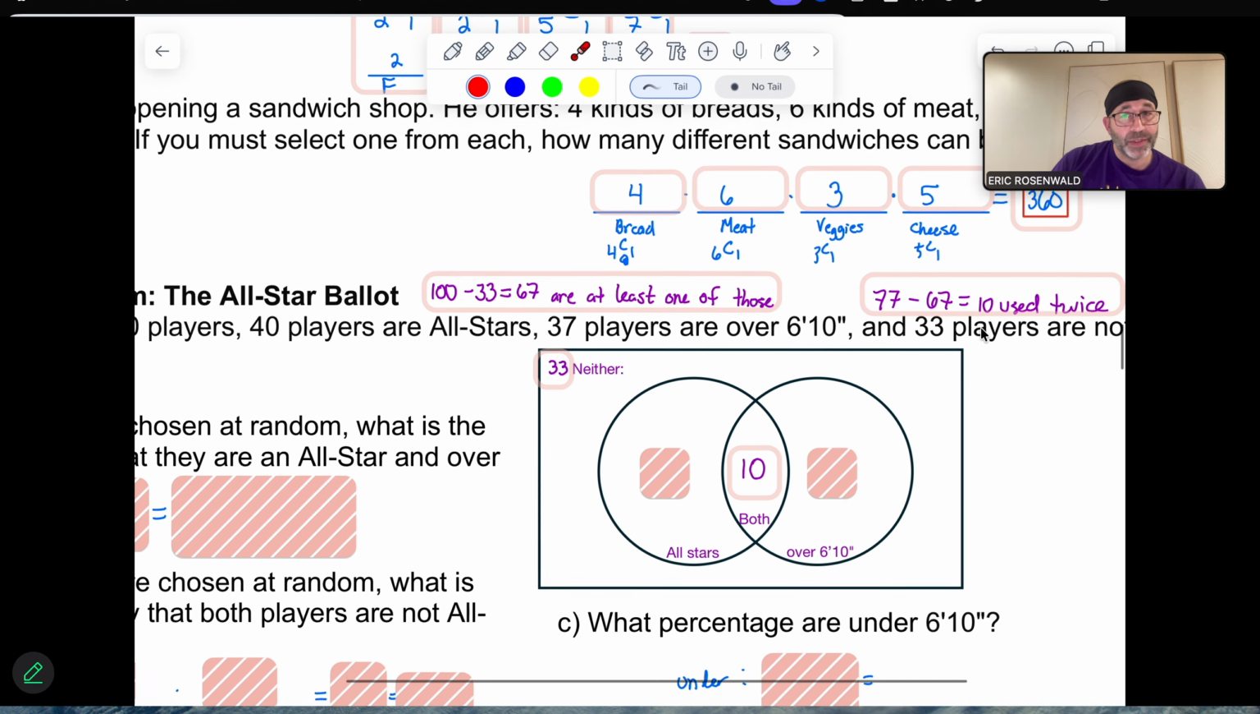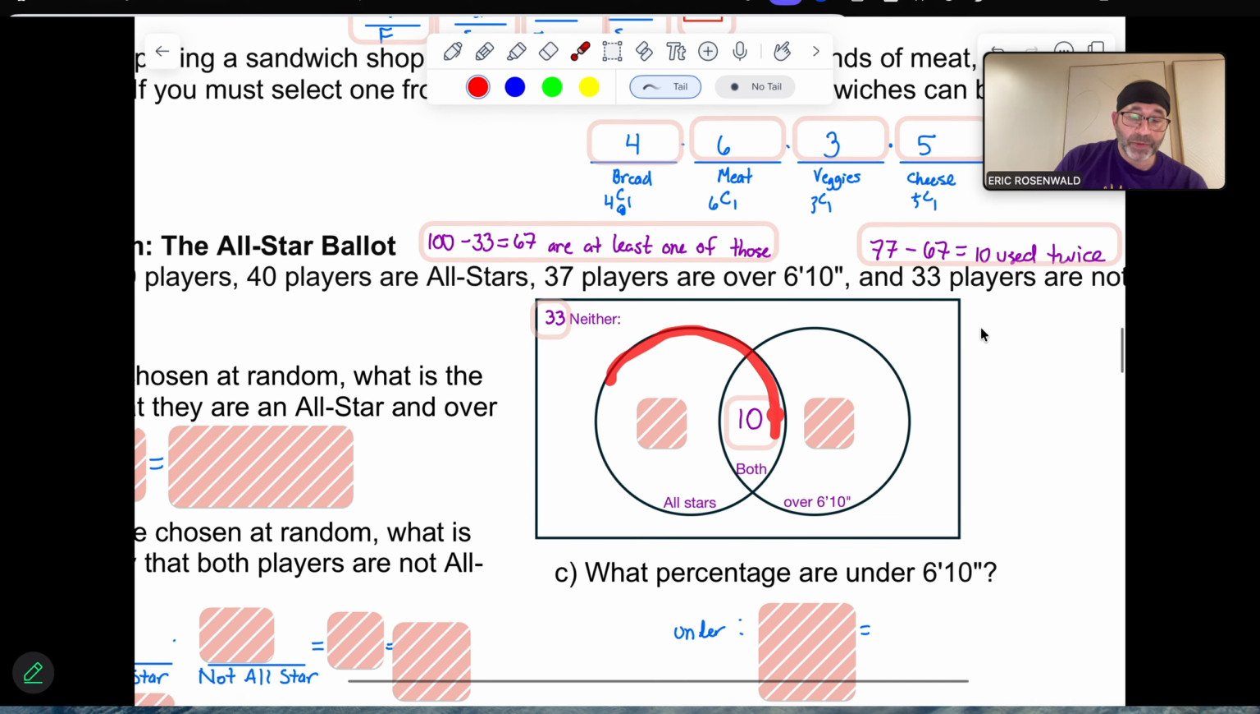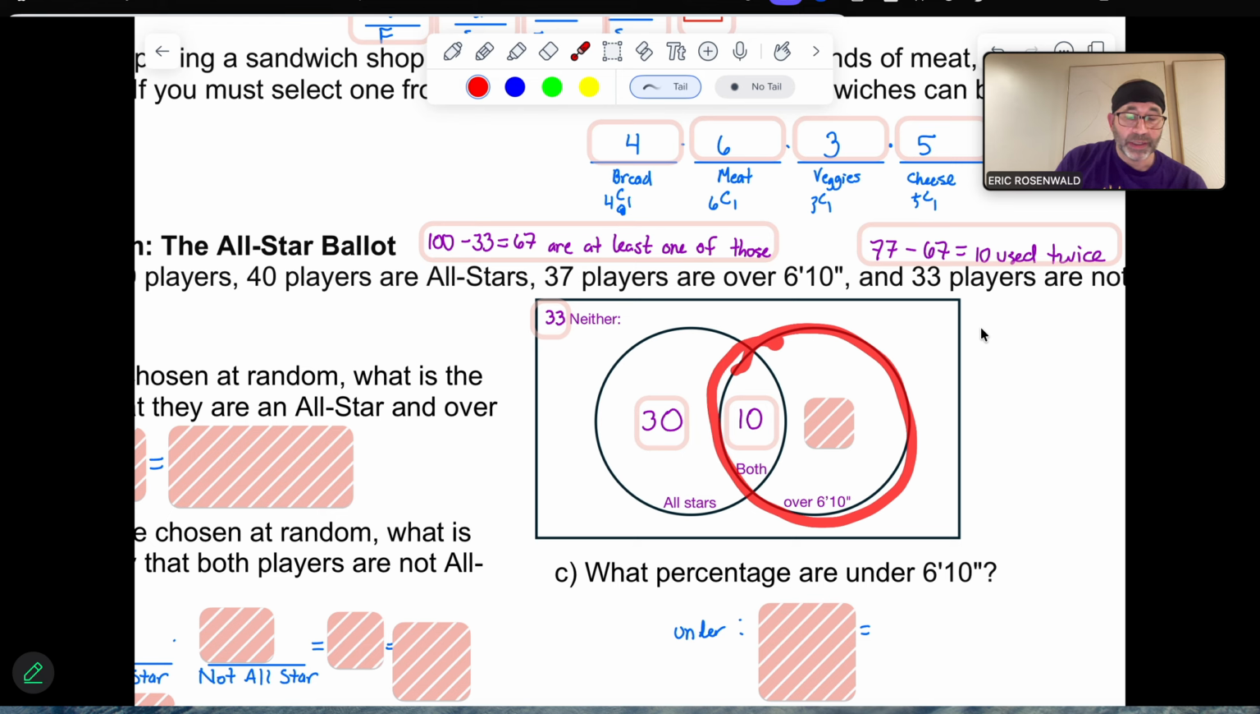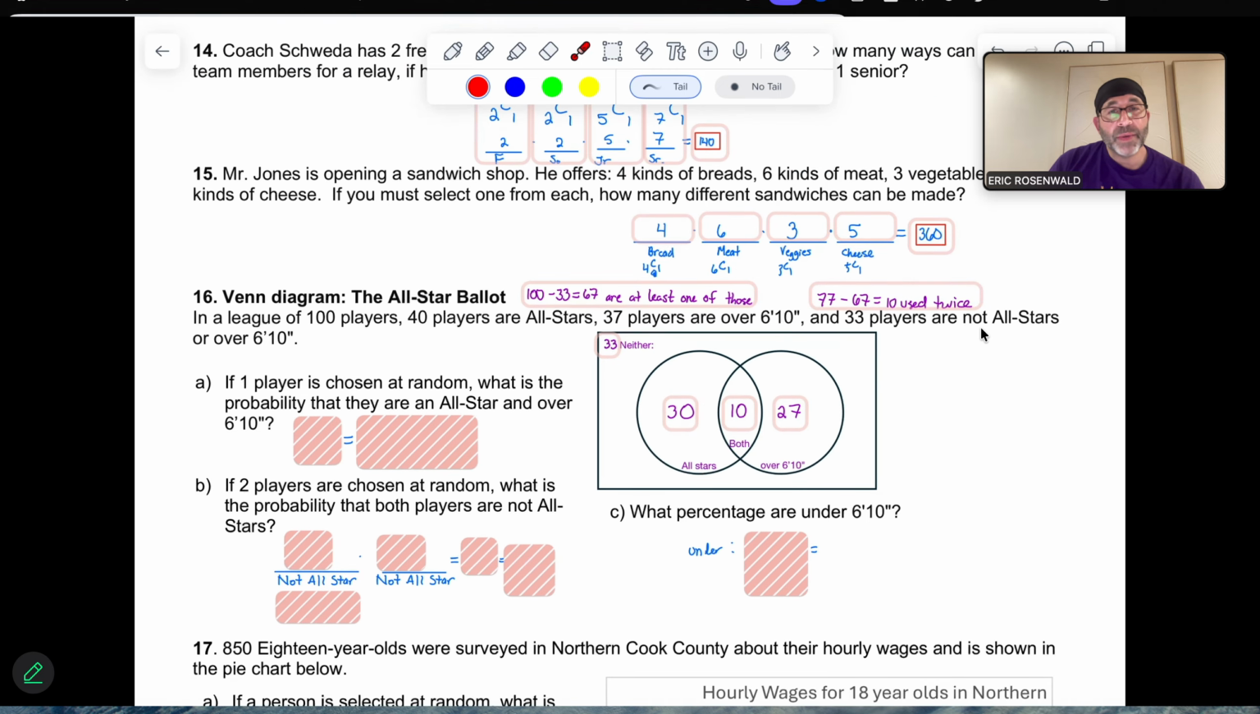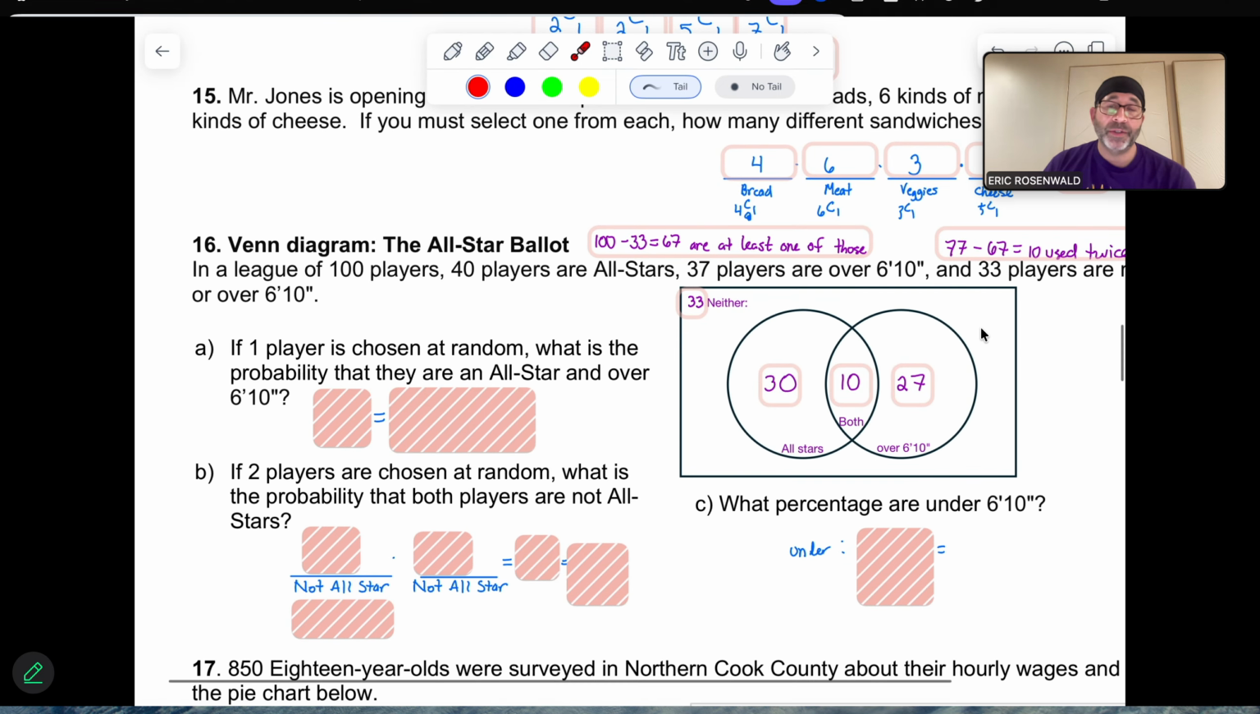So now let's finish piecing this together. There are supposed to be 40 over here. I've got 10. That means that 40 minus 10 is going to equal 30. There are supposed to be 37 over here. I've got 10. So the remaining part right here has to add up to 37, which is going to be 27. Now that we have all the parts of the Venn diagram, let's go ahead and fill in all the missing information. So all the questions.